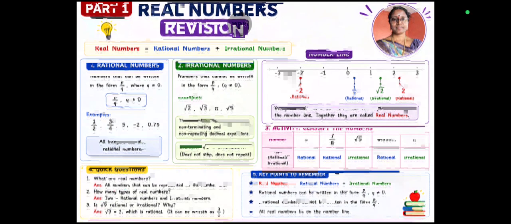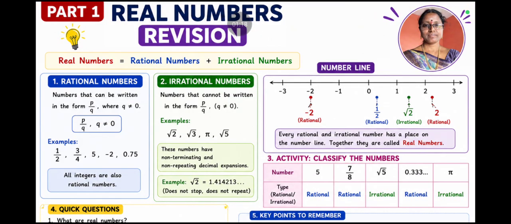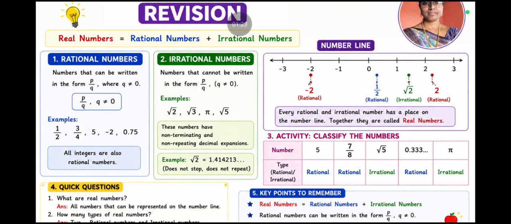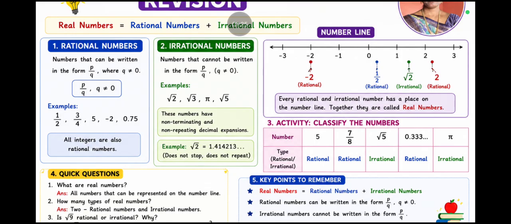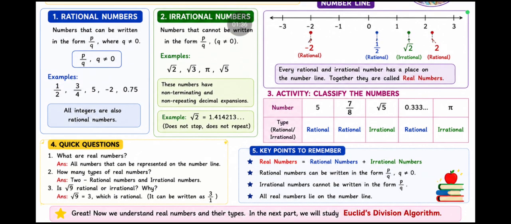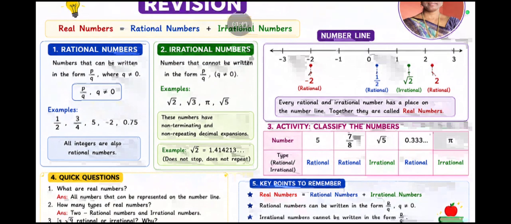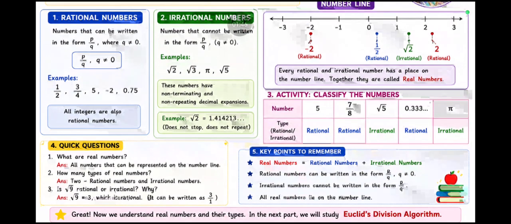Okay, let us explain the types of real numbers. The real numbers are rational numbers plus irrational numbers. What are called rational numbers? Numbers that can be written in the form of p by q, when q is not equal to 0, are called rational numbers. That means all integers are also rational numbers, because we can write integers in the form of p by q.